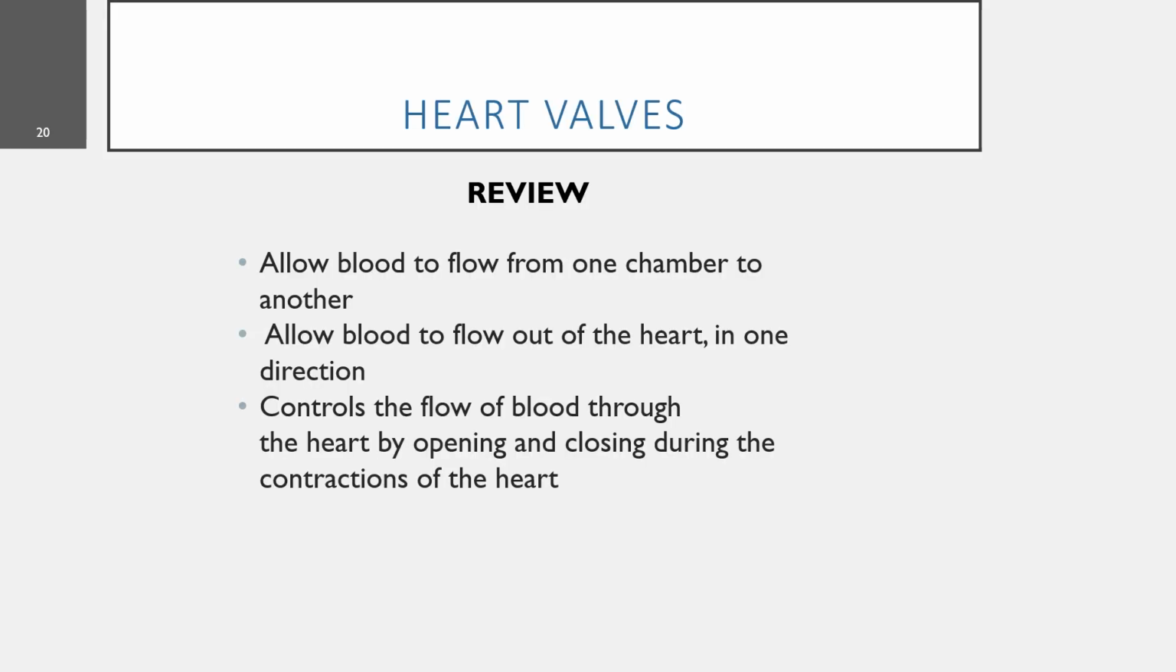Heart valves review. The heart valves allow blood to flow from one chamber to another. They allow blood to flow out of the heart in one direction and control the flow of blood through the heart by opening and closing during the contraction of the heart. Mitral and tricuspid valves are from the atria to ventricles, and the aortic valve and pulmonary valve are out of the ventricles.